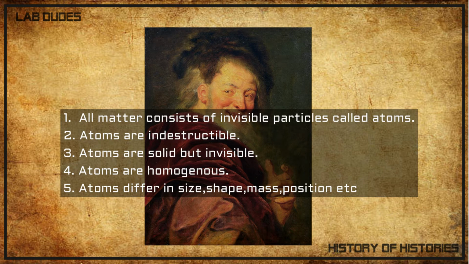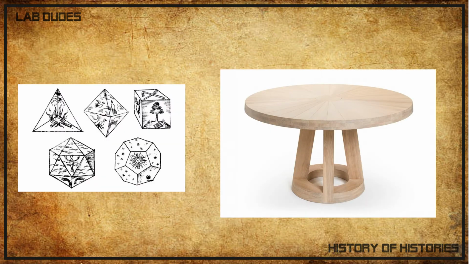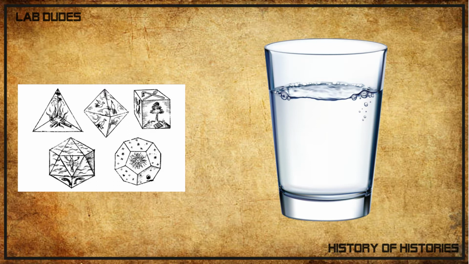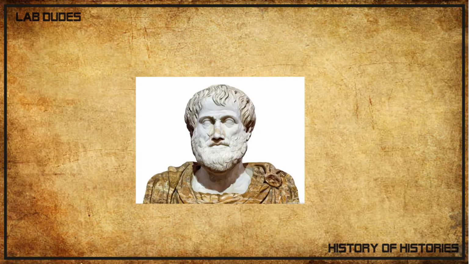4. Atoms are homogeneous. 5. Atoms differ in size, shape, mass, position and arrangement. For example, solids are made of small pointy atoms. Liquids are made of large round atoms. Oils are made of very fine small atoms that can easily slip past each other.